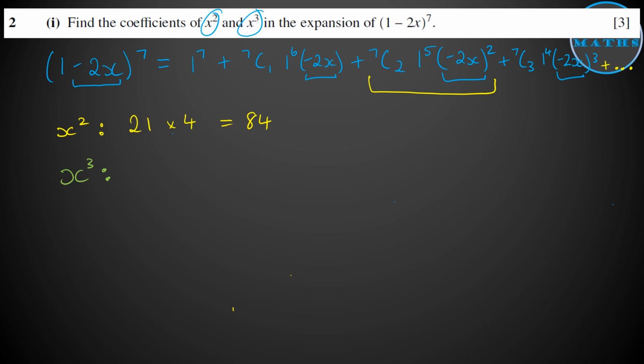And then for the x cubed, we're looking at this portion here. So 7c3 is 35. And we'll multiply that by the minus 8 that we get from the minus 2 cubed. And we get a coefficient for x cubed of minus 280.